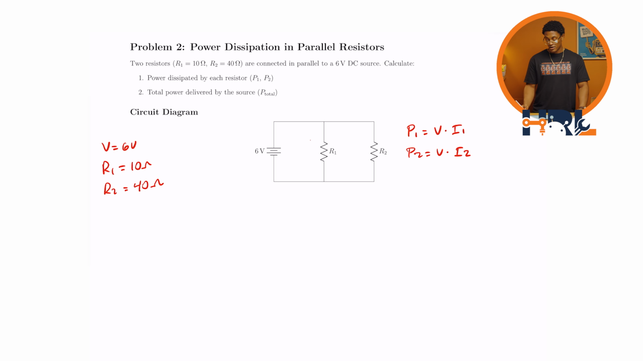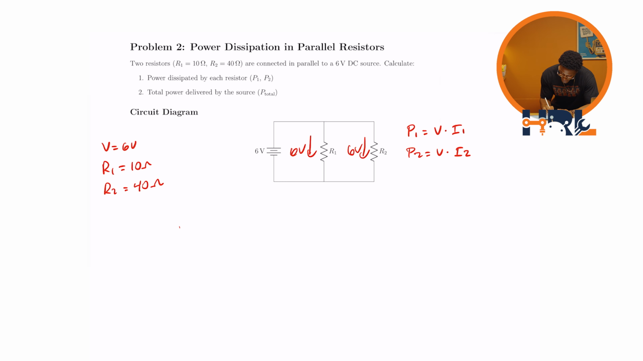There we go. So since we don't know what I1 and I2 are, that's exactly where we need to start. In a parallel circuit, the voltage drop through each branch is the same. So we know there are 6 volts going down this branch and 6 volts going down the other branch. So if we use Ohm's law, we could definitely find I1 and I2.